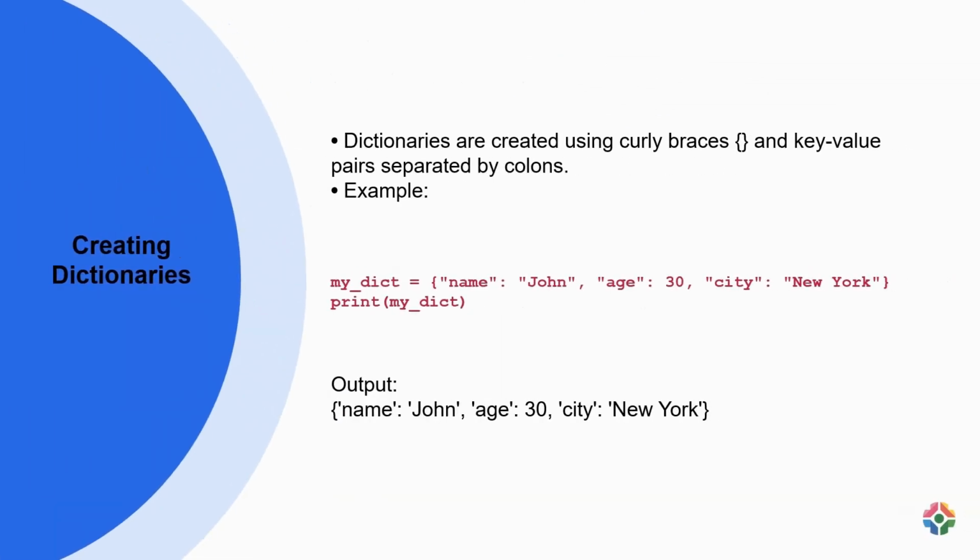Dictionaries in Python are structured using curly braces and consist of key-value pairs separated by colons. For instance, a dictionary named myDict with keys name, age, and city could be created as follows. myDict = {name: John, age: 30, city: New York}. Printing this dictionary would yield the output name John, age 30, city New York. This demonstrates the key-value mapping, where each key is associated with its respective value within the dictionary.